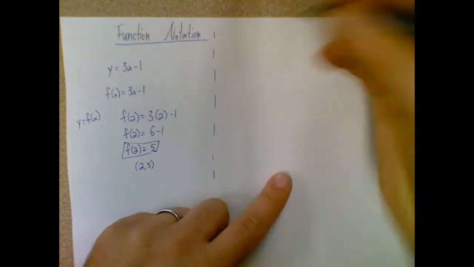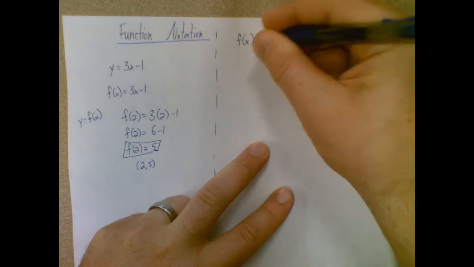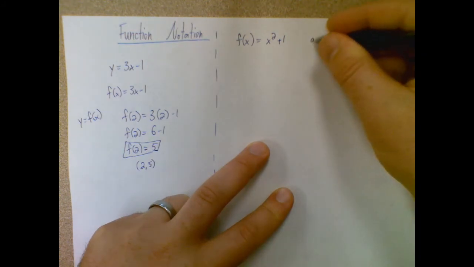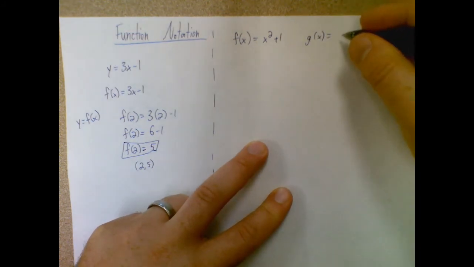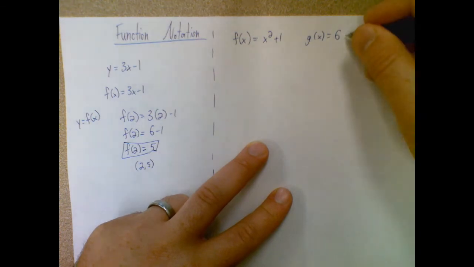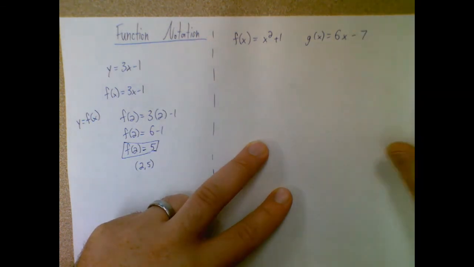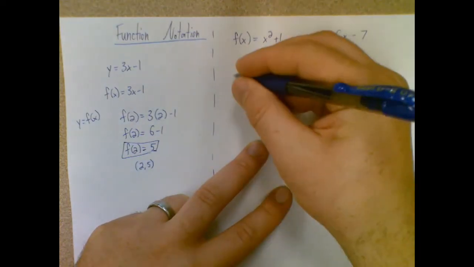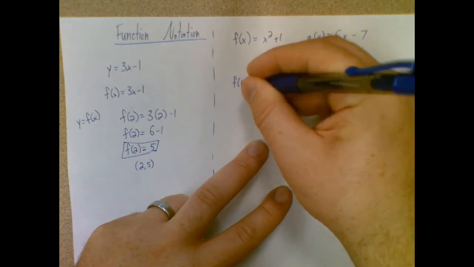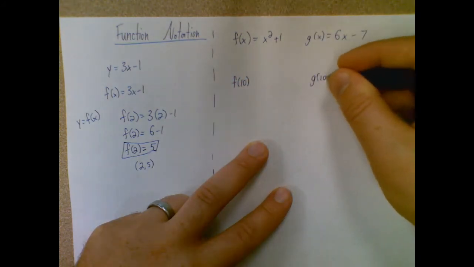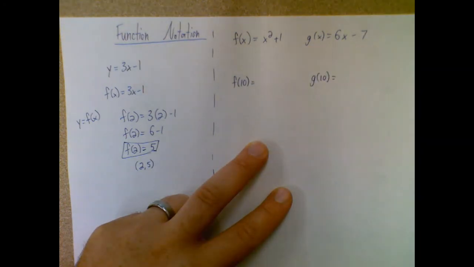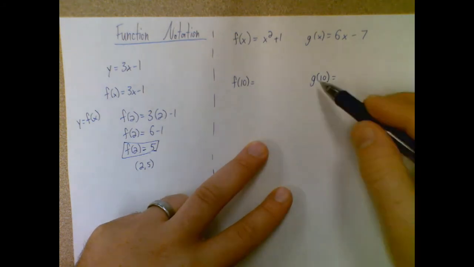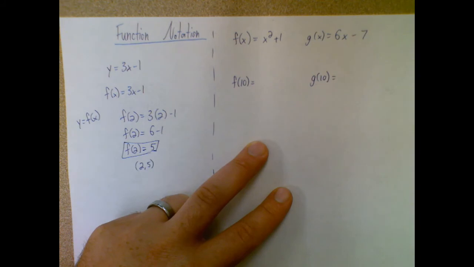So, some ways these show up. If we know f of x is now equal to x squared plus 1, and maybe we'll have another one, g of x, that's 6x minus 7 or whatever. Then you have to be careful. F and g are the names of our functions. If I'm trying to find f of 10 and g of 10, I have to know which function I'm plugging them into. That's where the letters come in. So f of 10 means plug 10 into the f function. G of 10 says plug 10 into the g function.